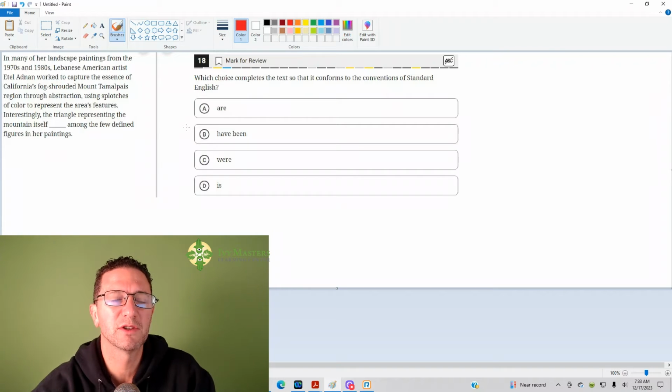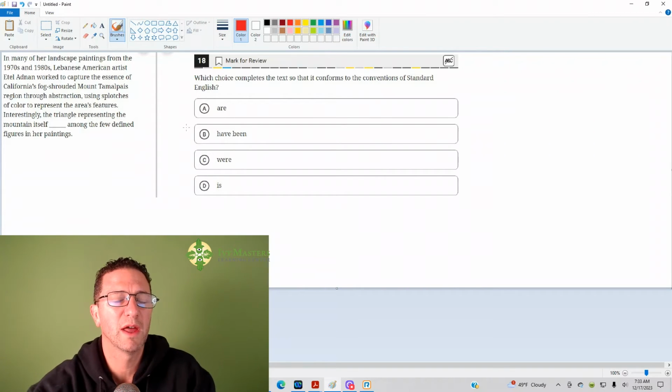For verb tense, you're paying attention to the context, which is if it says yesterday, it's going to be past tense. If it says right now, it's going to be present. If it says tomorrow, it's going to be future. You also have to pay attention to what's the verb before, what's the verb after, what tense are they in, and usually it's going to be in the same tense.